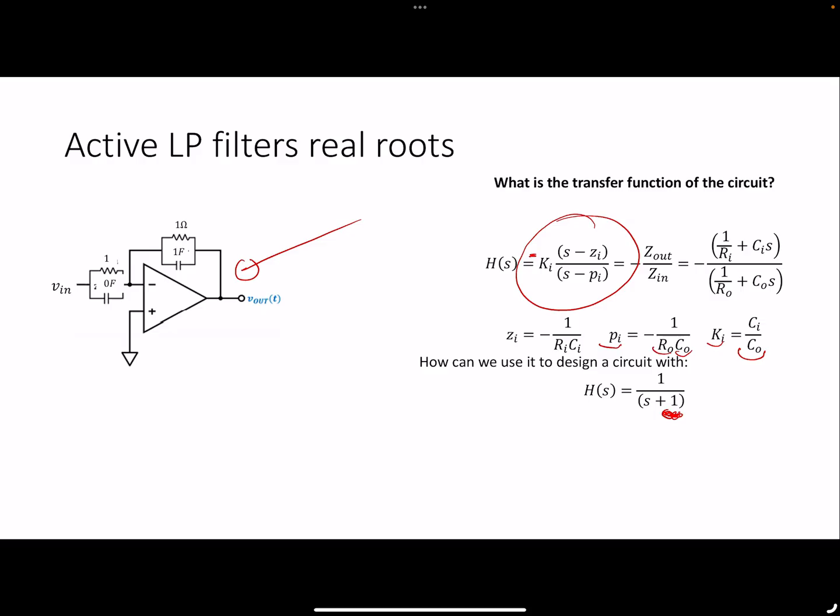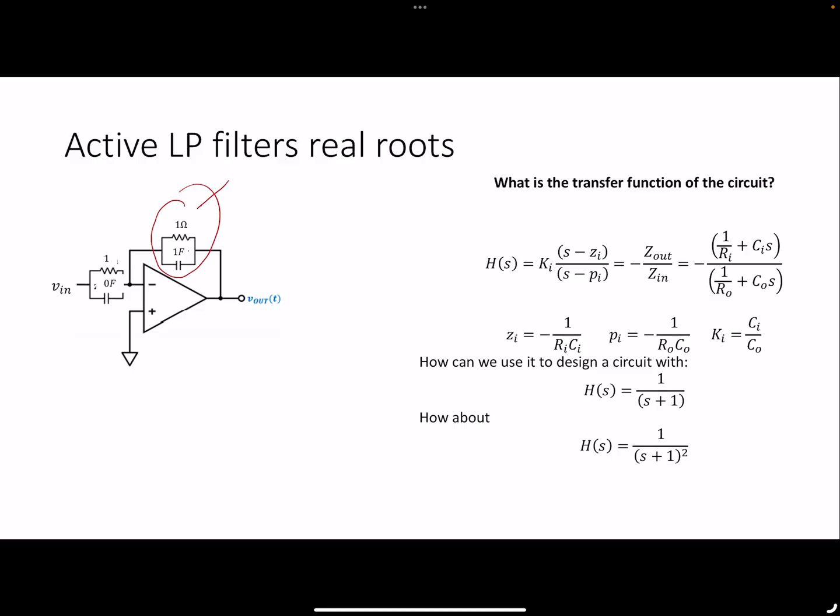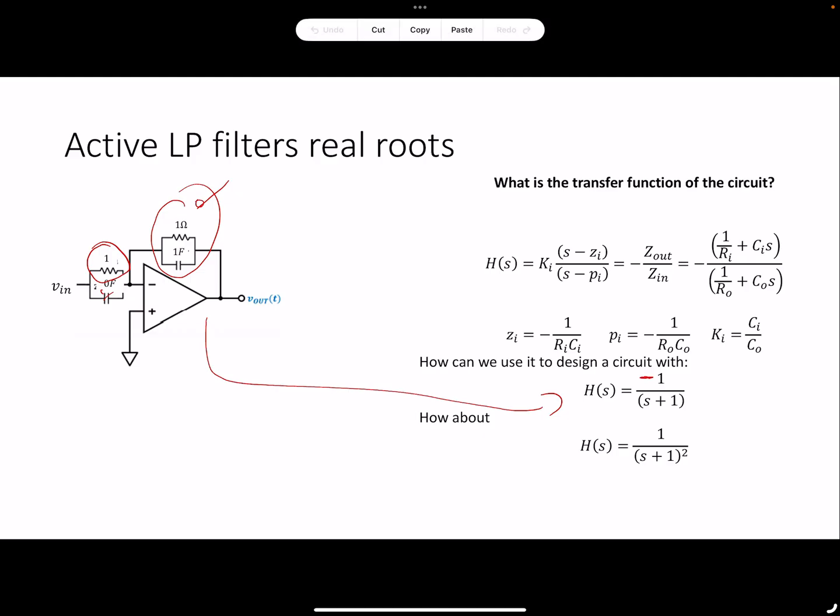Okay, now let's say instead of wanting to design a circuit that has this transfer function, how would we design a circuit that has this transfer function? So we kind of said that all we needed was to put a 1 ohm and 1 farad capacitor in parallel, and then just a resistor, no capacitor, so 0 farad basically. You just don't put a capacitor there to get this transfer function. There should be a negative sign here, sorry.